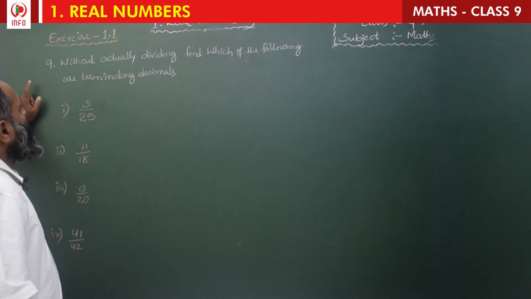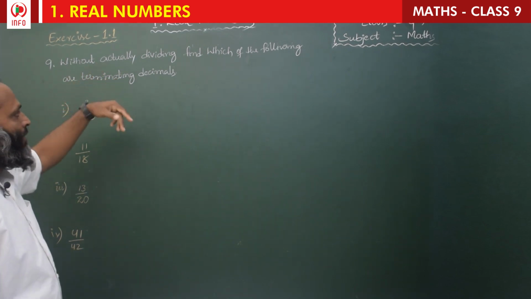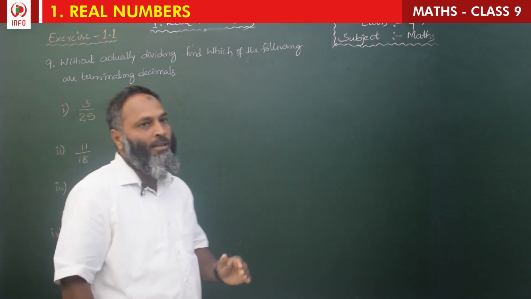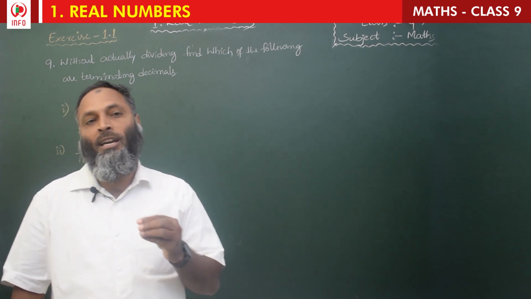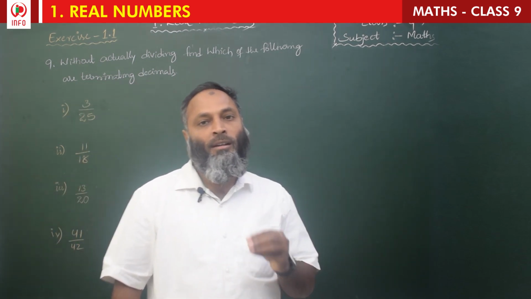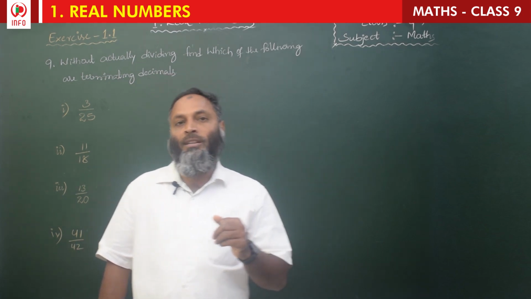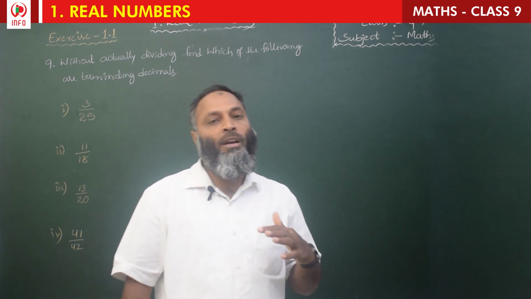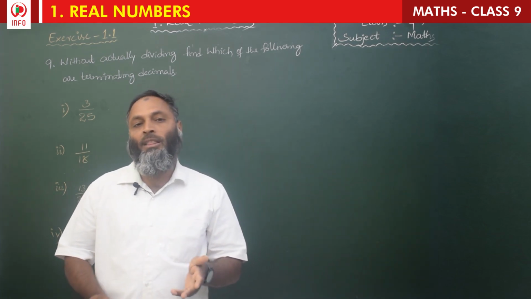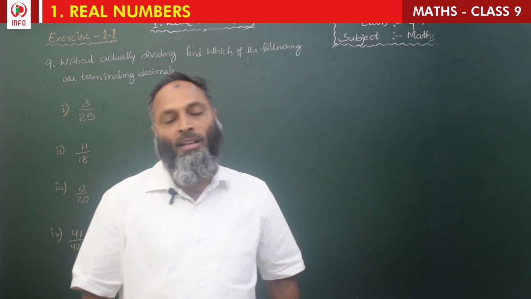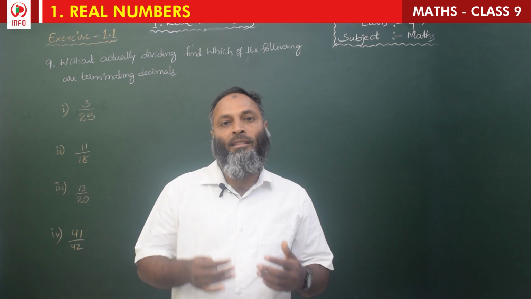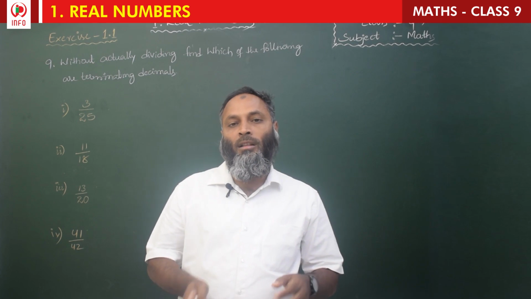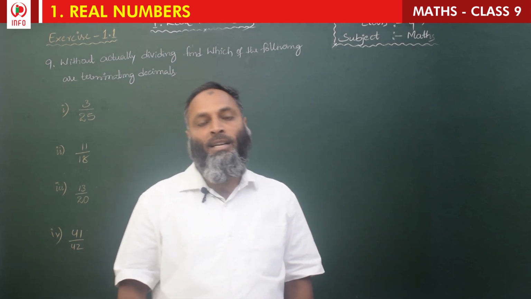Now the next question: without actually dividing, find which of the following are terminating decimals. How do we say whether the given fraction is a terminating decimal or non-terminating decimal? If the denominator is a product of 2's, 5's, or a combination of 2's and 5's, then they are terminating decimals. Otherwise, they are non-terminating decimals.